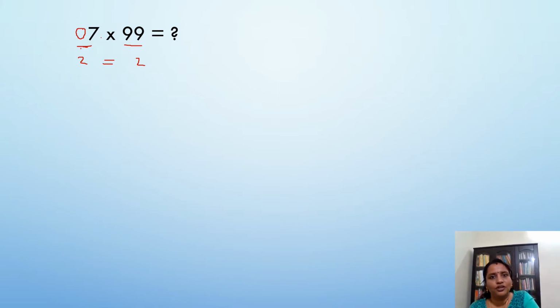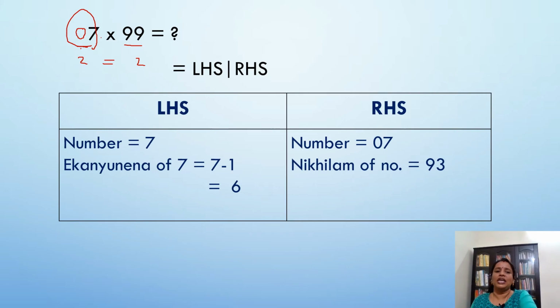For that, initially I have to split my answer into two parts, the LHS and the RHS. To get my LHS, I have to find the Ekanyunena of this number, and for my RHS, I have to get the Nikhilam of this number. Ekanyunena means by 1 less than the one before. So 7 minus 1 is 6. Okay, Ekanyunena of 7 is 6.